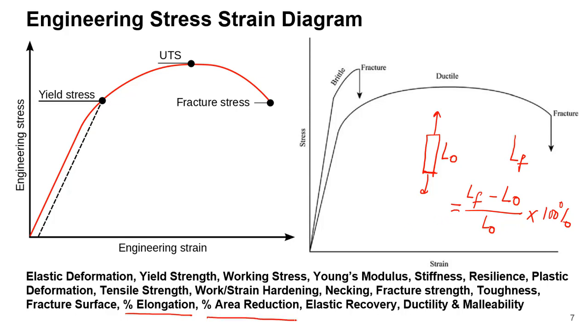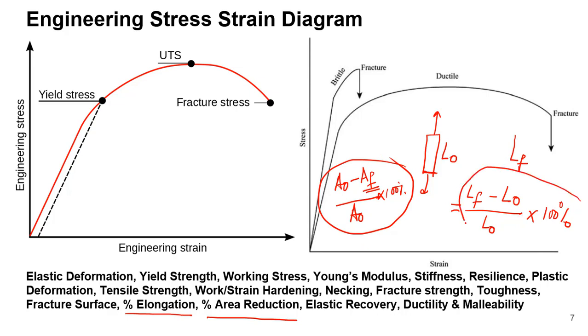Percentage area reduction is defined in exactly a similar way. If the initial area was A0 and the final area is AF, this AF being at the fracture cross section, then A0 minus AF divided by A0, times 100%, is the percentage area reduction. And this is the percentage elongation. Both are measures of ductility.